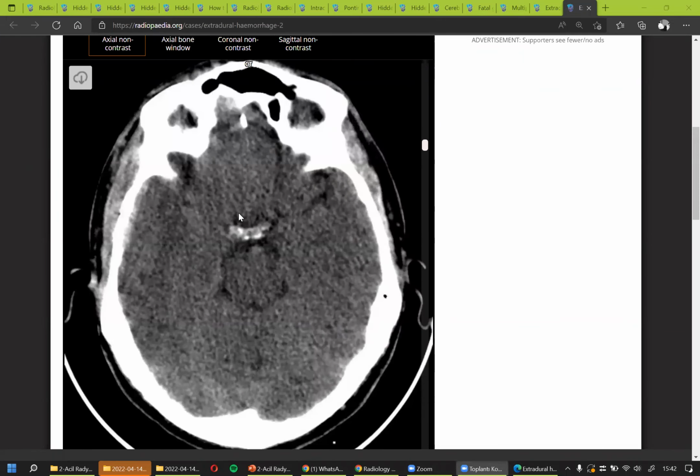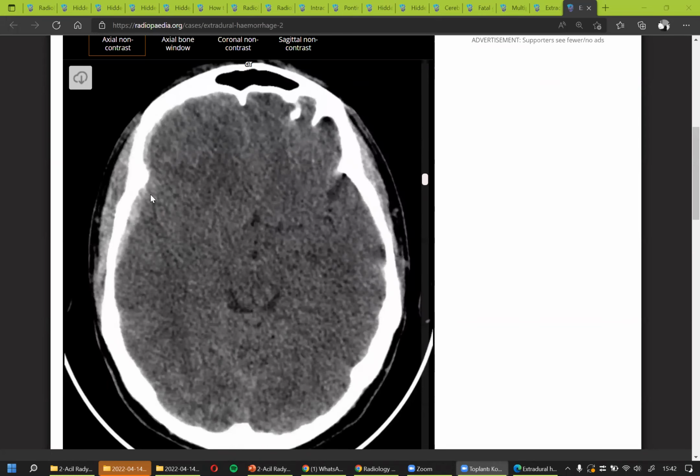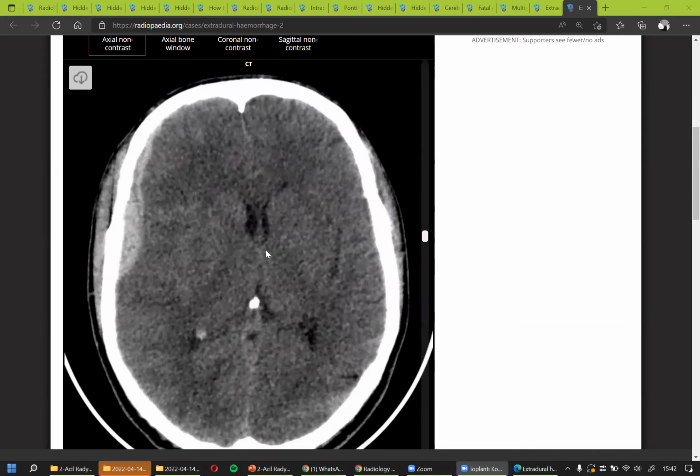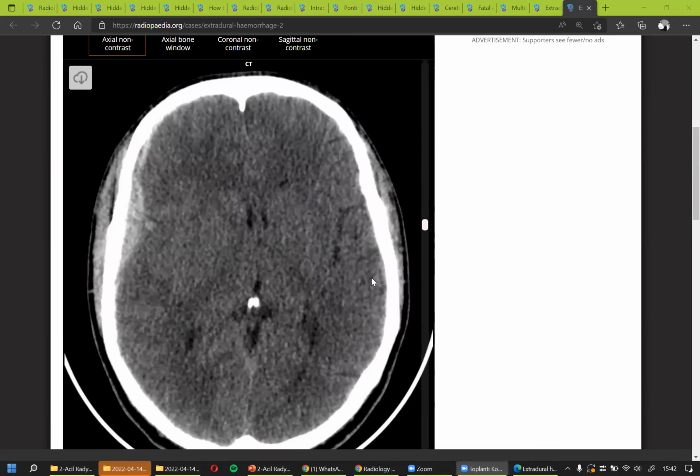Also, I guessed it because of this. On the inferior parts, it usually has very small subdural components. I saw this one, and because I know this is subdural, I started looking for other subdural components.